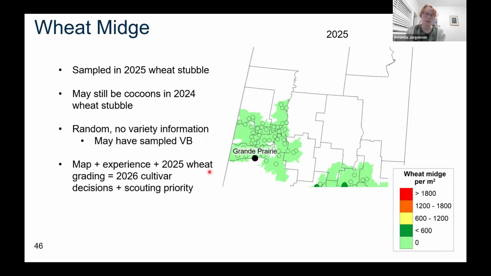So it's really important that you include your own individual field experience, what you've seen for wheat grading, into your decisions about wheat midge that you make based off of this map. It can help factor into those, but those are really important. And then you can use that to make 2026 cultivar decisions if you've had wheat midge issues in the past and are considering a varietal blend, and can really help with prioritizing some of that scouting.